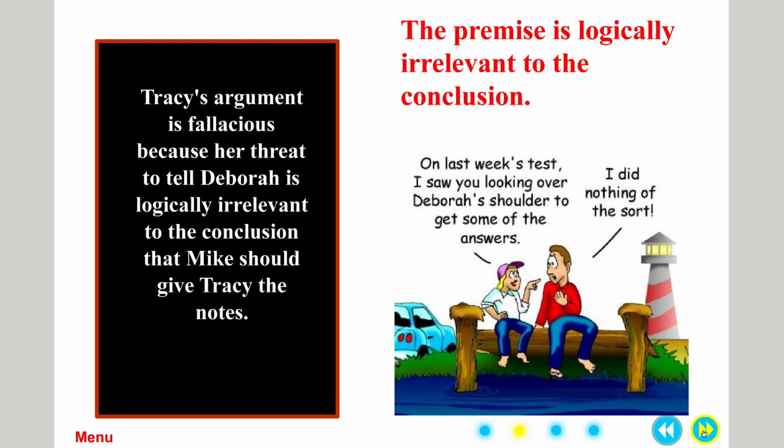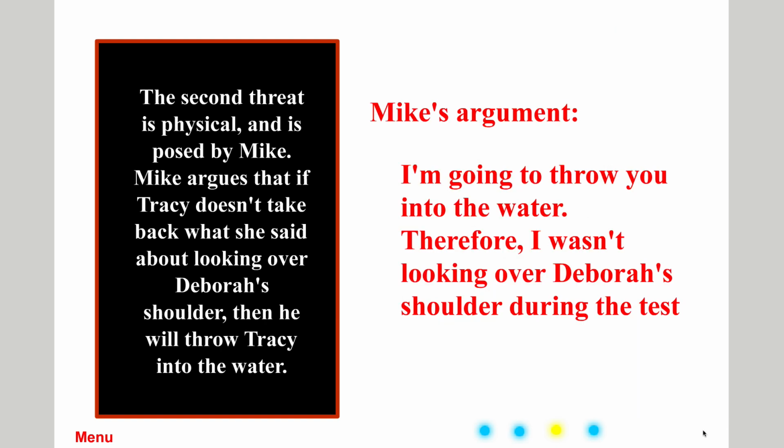Again, these are all fallacies of relevance. The second threat is one that's really physical. I'm going to throw you into the water. Therefore, I wasn't looking over Deborah's shoulder during the test. Again, whether or not he's going to throw her in the water doesn't provide for a conclusion that he wasn't looking over Deborah's shoulder during the test.